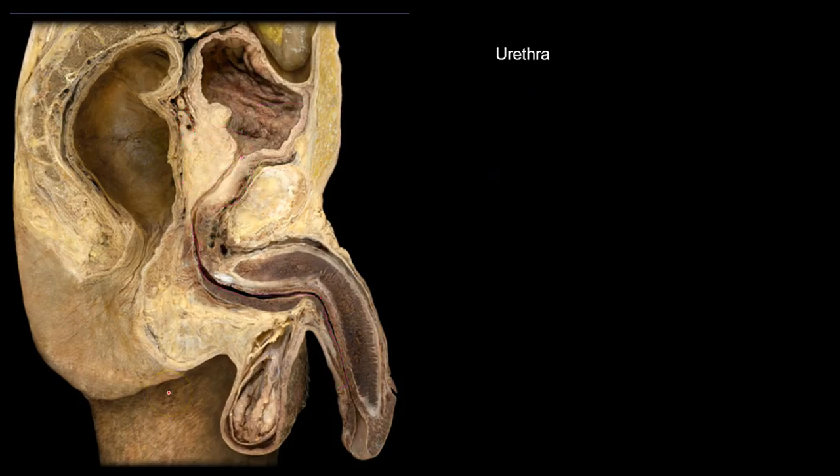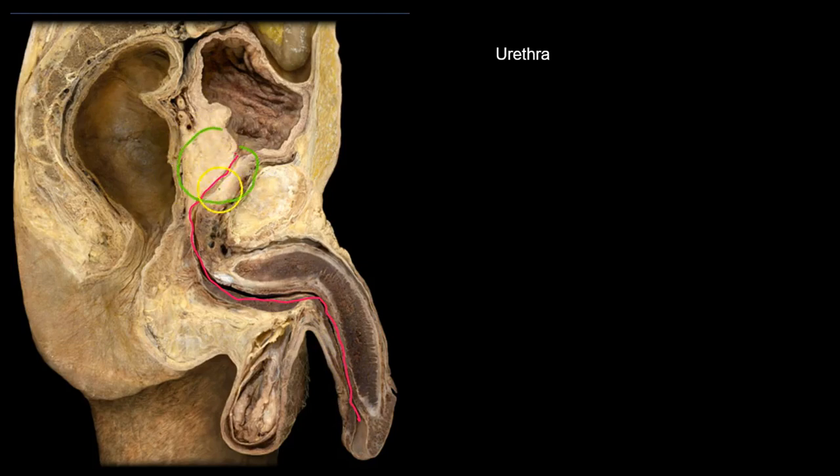Next is the urethra. You should know the urethra, and we actually covered this before. This is the urinary bladder, and then this structure exiting the urinary bladder is the urethra, which is long in males. It has 3 parts, and this was the prostate gland.